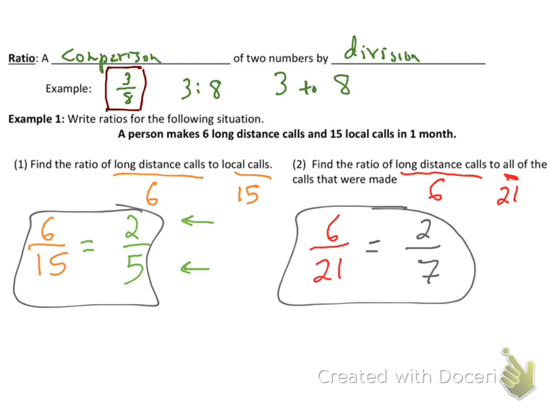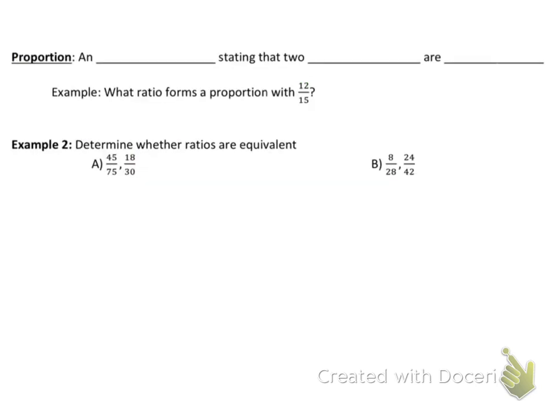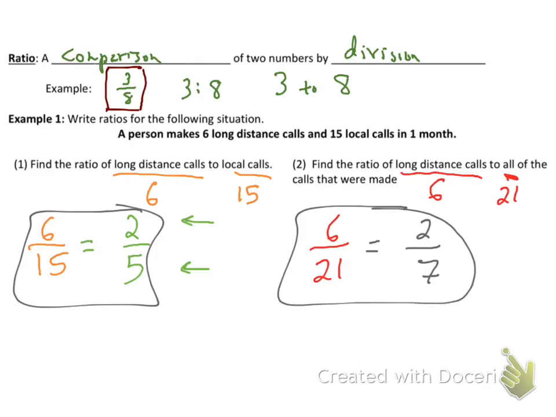All right, and the reason we need to know what ratios are is so that we can set up proportions. A proportion is an equation stating that two ratios are equal to each other. So if I go back one slide, what is boxed together? Those are actually proportions because those are stating that the two ratios are equal to each other.